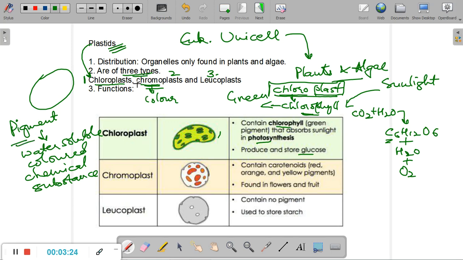Now coming back to chromoplasts. Now chromoplasts contain pigments other than chlorophyll. They do not contain chlorophyll, but they contain other colored substances such as xanthophyll or carotene. Now carotene is easier to remember because it is found in carrots, and carrots appear red because of carotene. Carotene is also found in tomatoes. So the second type of plastids are called chromoplasts. We'll see what their functions are in just a while.